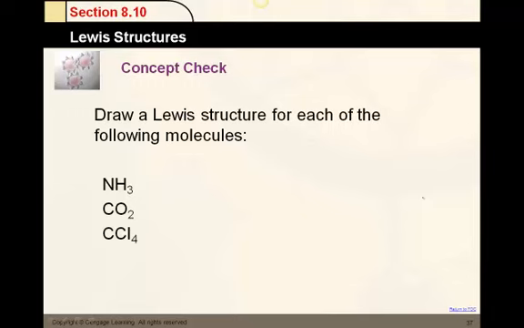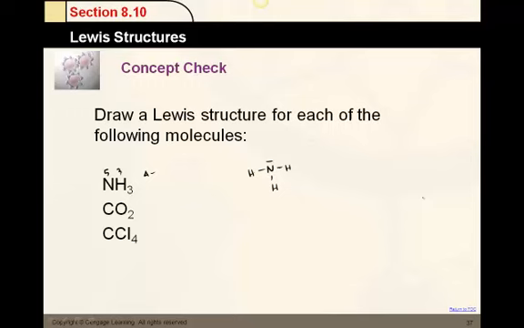So first one is ammonia, NH3. Nitrogen has 5, and the 3 hydrogens have 3. That's 8 or 4 dashes. Nitrogen's in the middle, and the 3 hydrogens. 1, 2, 3, 4. You'll notice that each hydrogen's already satisfied, and the extra lone pair, if there are extra lone pairs, even when we have expanded octets, will go on the central atom.